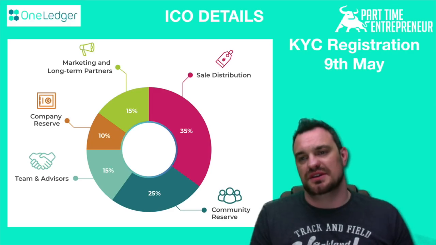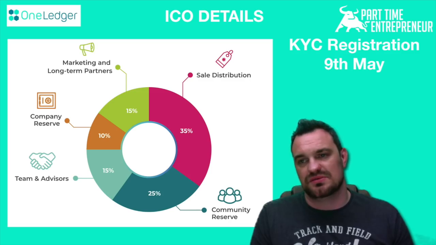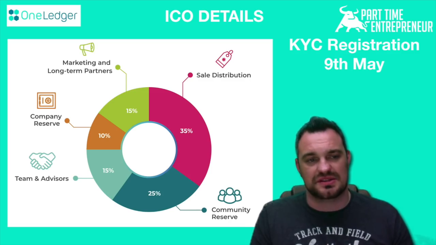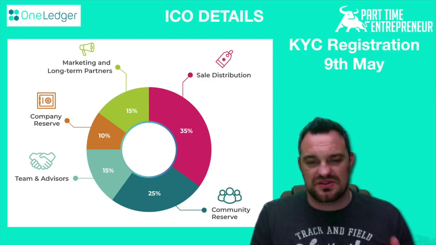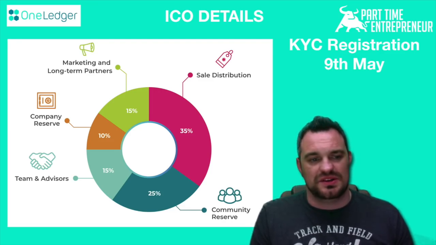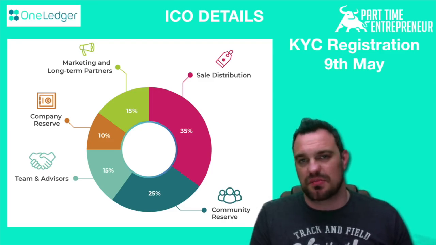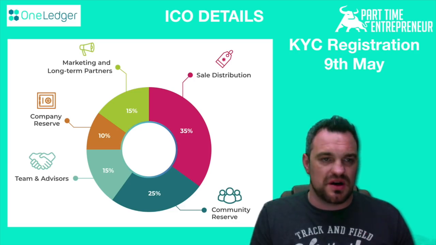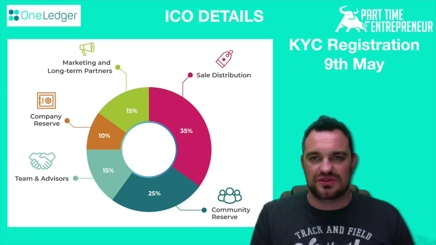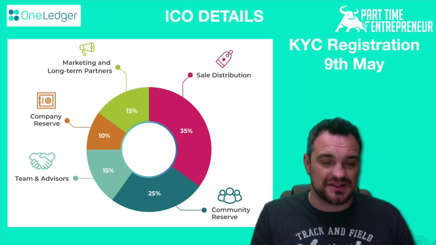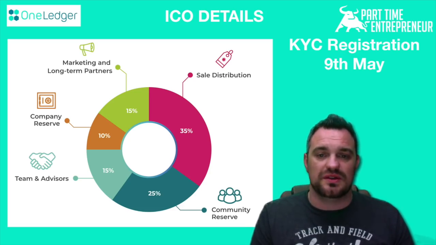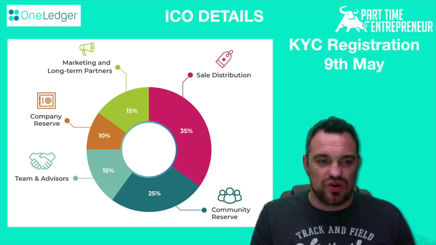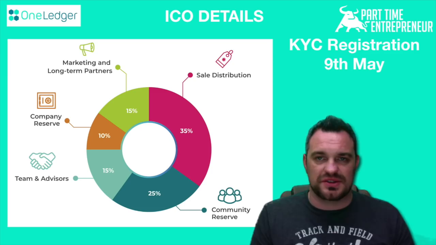So then we have the ICO details. The first one is know your customer registration. That's 9th of May. Make sure you get signed up in time. And then we have the sale distribution. This really stuck out for me. When I started looking at the rest of the percentages of the pie, when I look at marketing and long-term partners, that is way too big in my eyes. That should be maybe 5-10% maximum. And actually there should be more in the public distribution sale. So not a red flag, but really sort of got me concerned on this one.